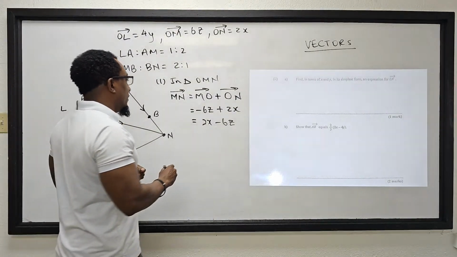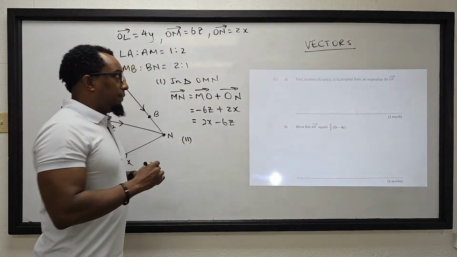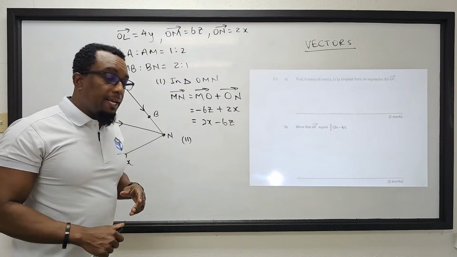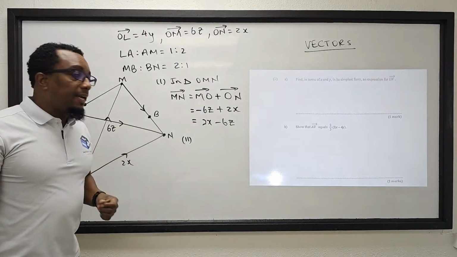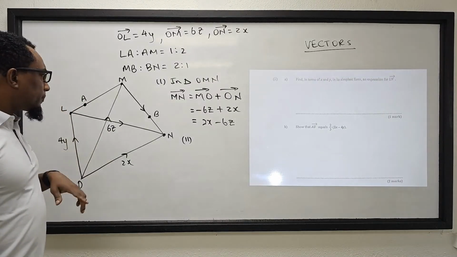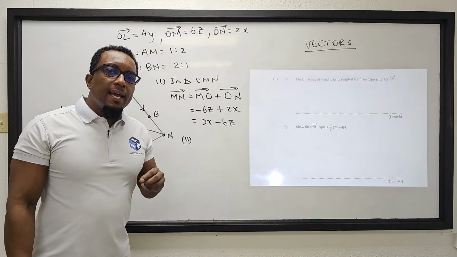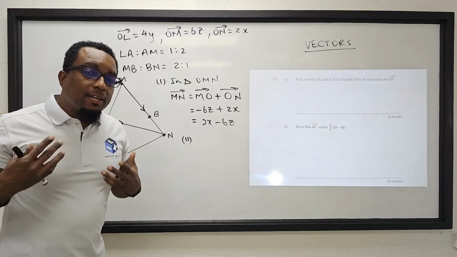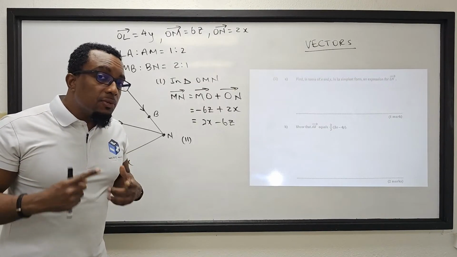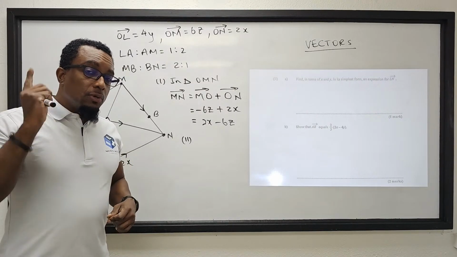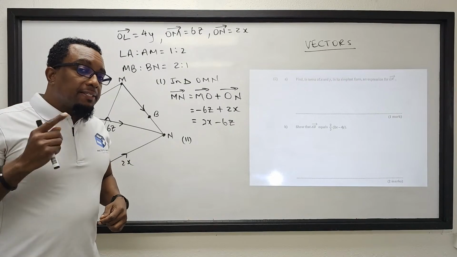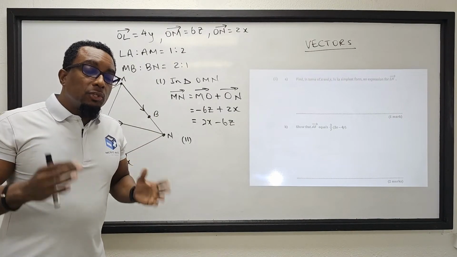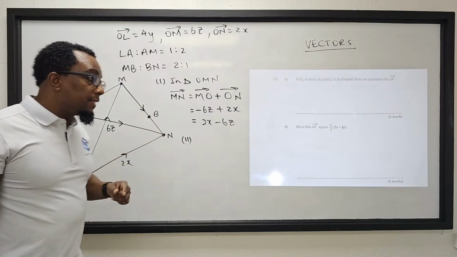Now, for me to find, in terms of x and y in its simplest form, an expression for LN, because I want to find vector LN, the first thing we should do is to ensure that LN falls within a triangle where we have the magnitudes of two vectors on that triangle. Very important. So look to see if the vector LN falls within a triangle, and on that triangle you want to make sure you have the magnitudes of two vectors.